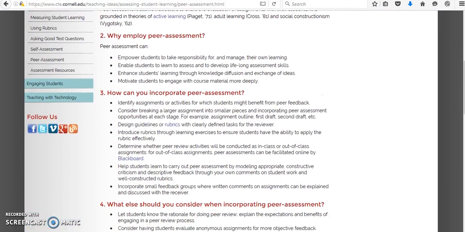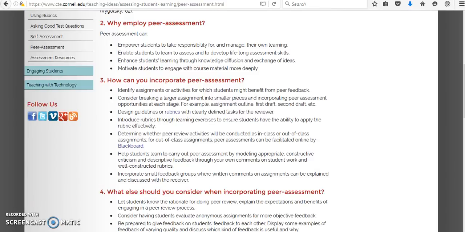And I really liked that the why of what they said here from Cornell was to empower students to take responsibility, enable students to learn to assess, enhance their learning through knowledge exchange of ideas, and then motivate them to engage with the course material more deeply. I thought those were some pretty powerful things that peer assessment can do for our students.